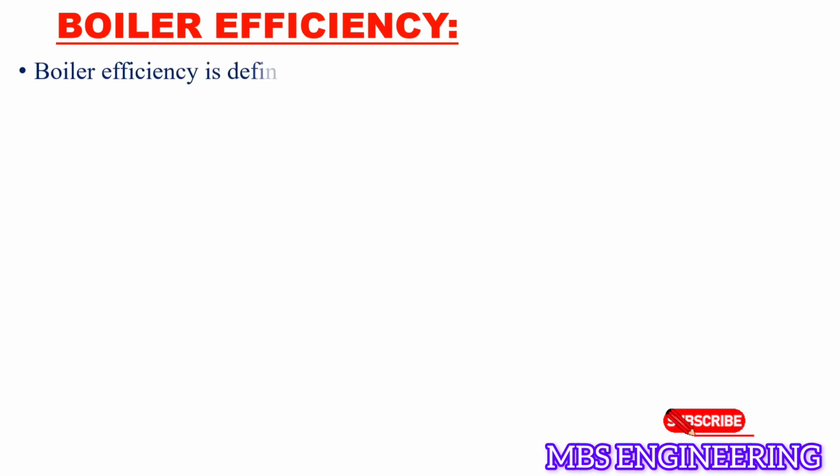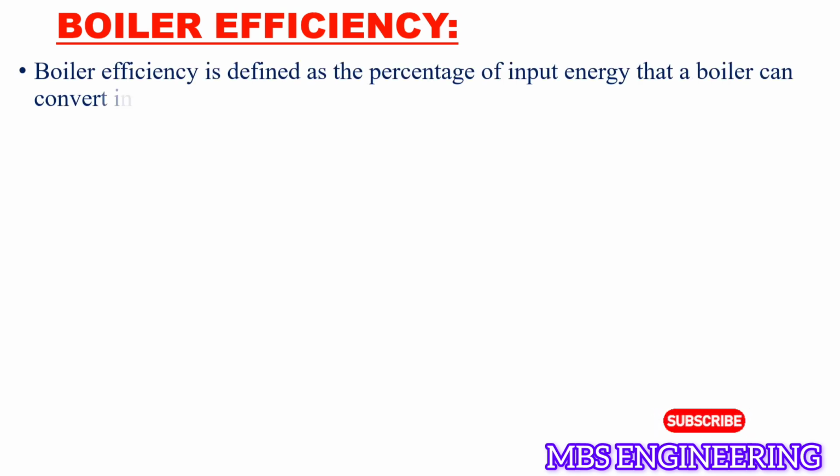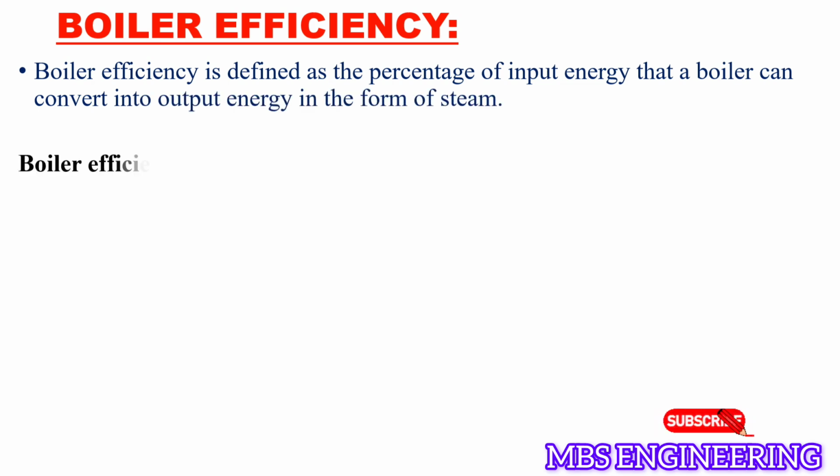Next, we will understand the boiler efficiency. Boiler efficiency is defined as the percentage of input energy that a boiler can convert into output energy in the form of steam. Boiler efficiency can be calculated using the following methods.